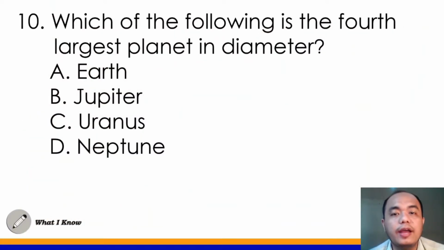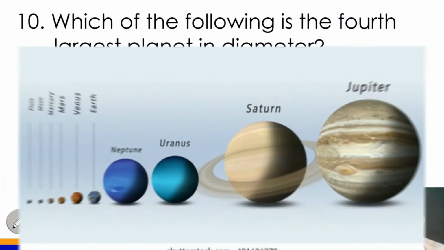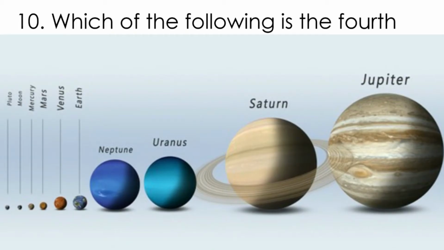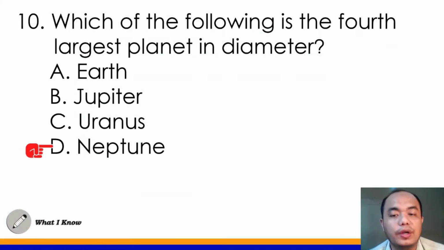Number 10. Which of the following is the fourth largest planet in diameter? So, pang-apat na pinakamalaking planeta. A. Earth. B. Jupiter. C. Uranus. Or letter D. Neptune? Yes, it's Neptune, no? Yung Neptune ang pang-apat na pinakamalaking planeta sa solar system.